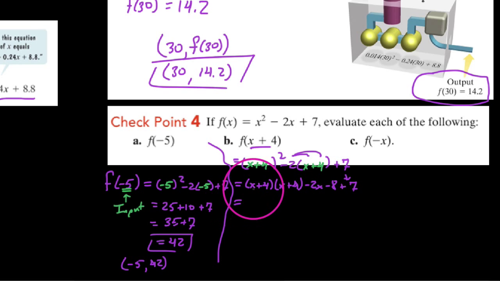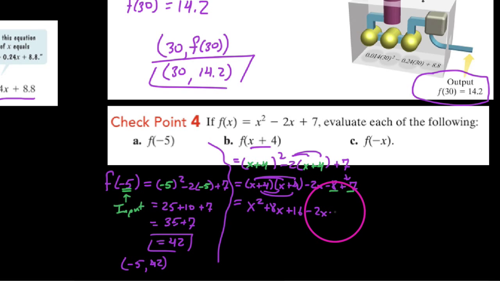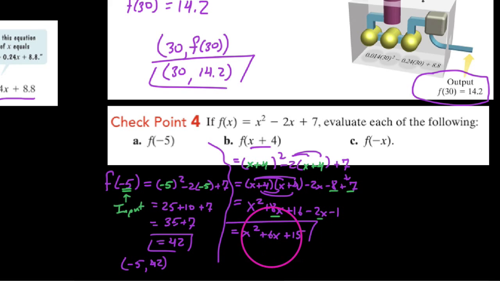Simplifying this further, let's go ahead and FOIL this expression out, these couple of binomials. We had x squared plus 4x plus 4x is plus 8x, and then plus 16. And then over here on the right, we had a -2x and a -8 and a positive 7. I'm going to go ahead and combine those to be a -1 now. So our final expression should be x squared. Total x's, we have 8 minus 2 of those would be a positive 6 of those, and then 16 minus 1 would be plus 15. So this would be our final expression when we evaluate for x plus 4.